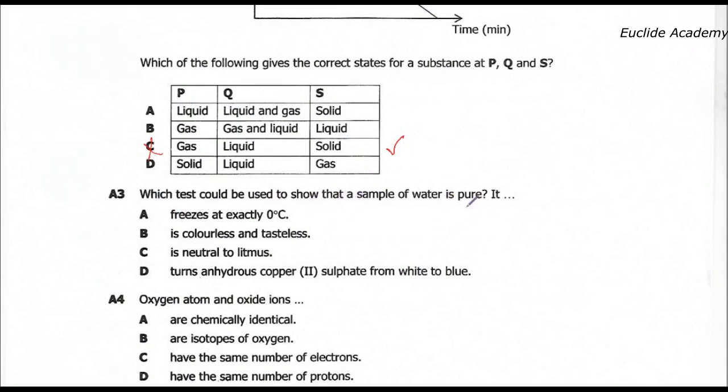Question 3: which test could be used to show that a sample of water is pure? It freezes at exactly 0 degrees Celsius; colorless and tasteless; neutral to litmus; changes anhydrous copper sulfate from white to blue. The ultimate test for water will be the freezing point, because impurities can alter the temperature at which water freezes. If it's pure water, it will definitely have to freeze at 0 degrees Celsius. So this would be the best option right here.